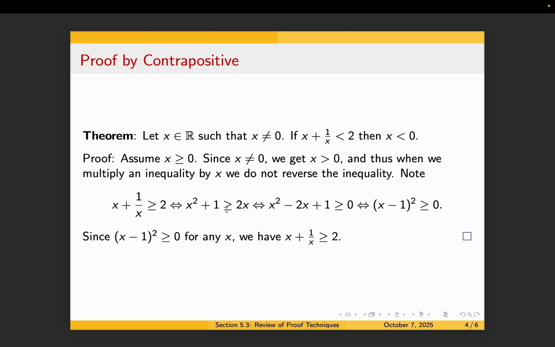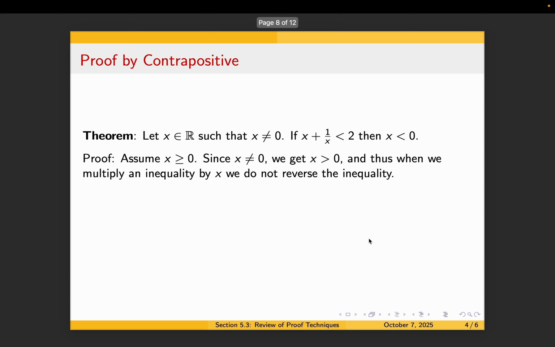As always, you just have to be careful the way you write this. You don't want to say this implies this, implies this, implies this, and be done, because you're assuming what you are trying to prove if you do that. But anyway, this inequality is equivalent to this one, and so we're done.